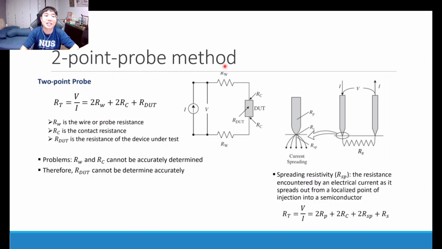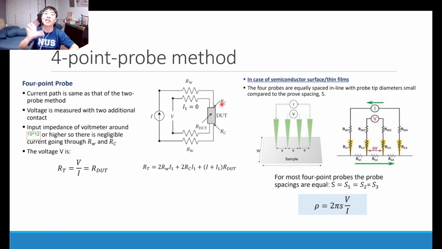The solution to this is the 4-point probe method. In the 4-point probe method, two probes are used to pass your current through your device under test, and that is your ammeter over here, where you measure the current flowing through these two probes. The probes to measure the potential difference across your device under test are two separate probes. They are connected to an extremely high input impedance voltmeter, such that there is close to zero current flowing through the two probes that are used to measure potential difference.